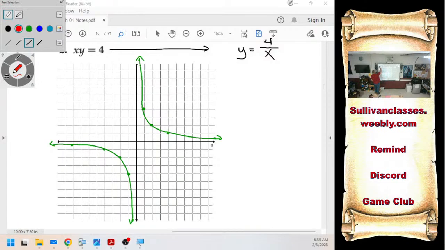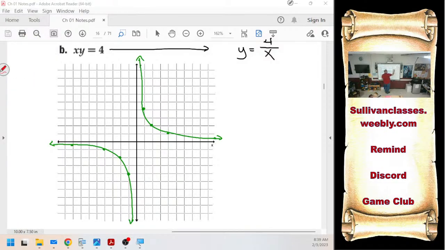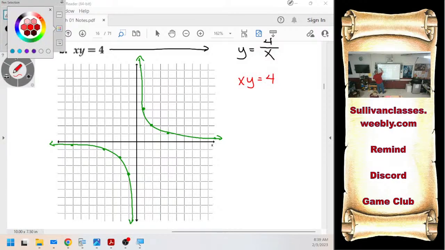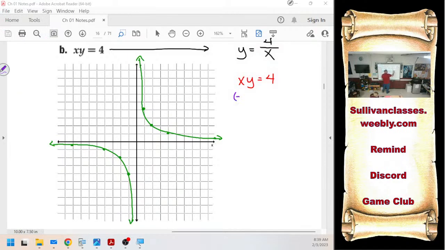I will prove it is symmetric to the origin by, remember, always use the original. If xy equals 4, I prove it's symmetric to the origin by negating both. I'd shove a -x in there, I'd shove a -y in there. Say, does it still work? Well, last I checked, negative times negative is positive, so yes, it works. Again, this is my algebraic proof.